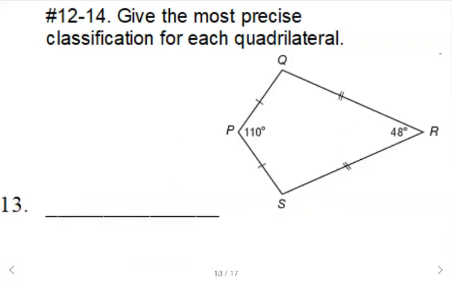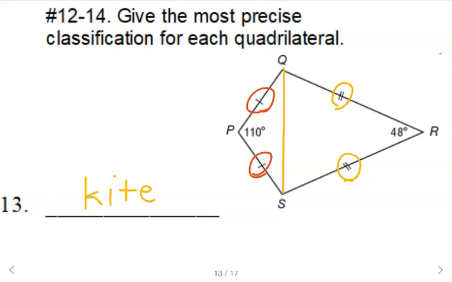13, we have 2 pairs of adjacent sides congruent, so we call that a kite. You may be used to seeing the diagonals drawn in there and then recognize it as a kite. And by the way, the diagonals are perpendicular and one of the diagonals is bisected.